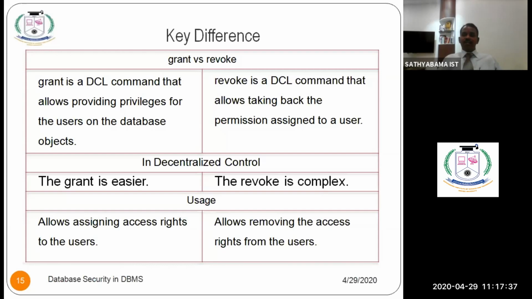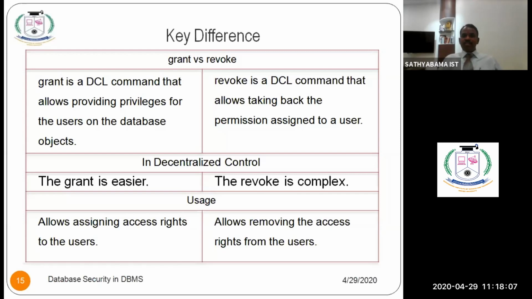Nowadays many databases are decentralized, that is, distributed. In a decentralized or distributed database, grant is very easy. We can easily grant to any user who is sharing the distributed database. But revoke is more complex, because the data is distributed to multiple users on multiple platforms, so it is very difficult to revoke. And usage is similar to what I told you earlier, that is, its privileges.